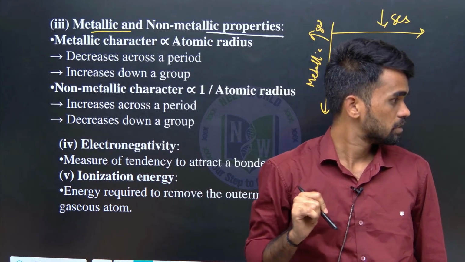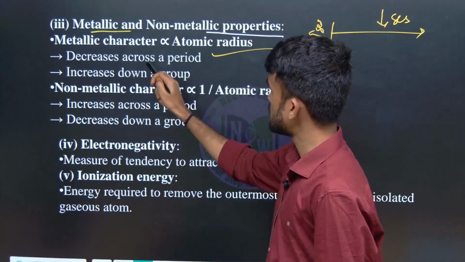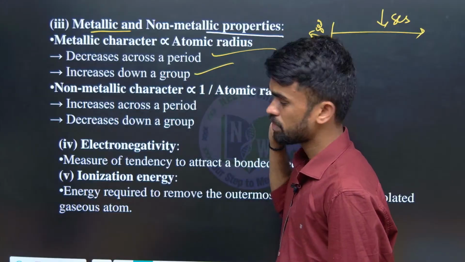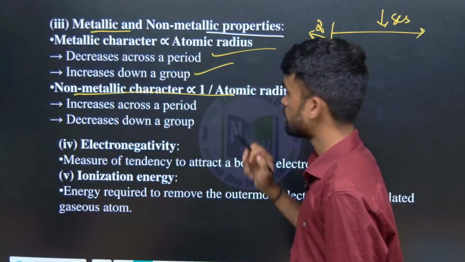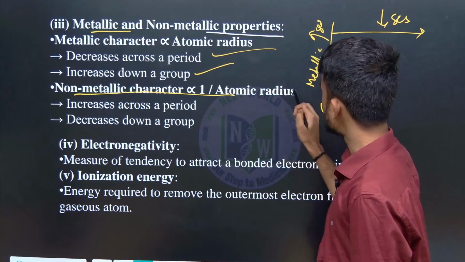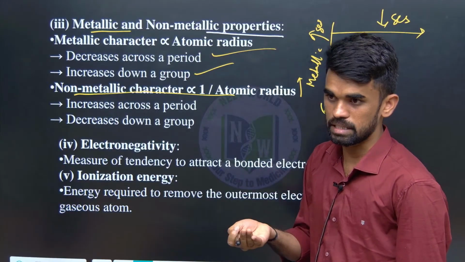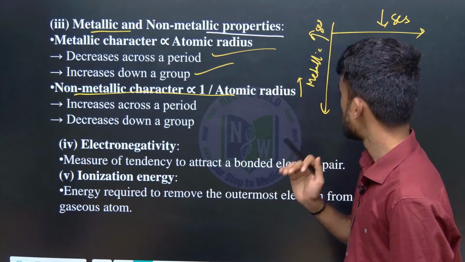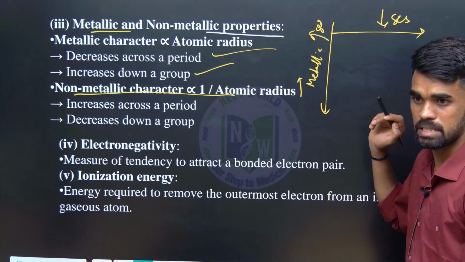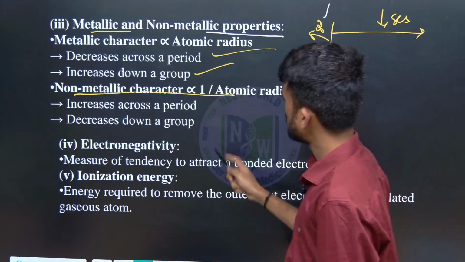Across the period it decreases, down the group it increases. Next, non-metallic character is inversely proportional to atomic radius. It means as atomic radius increases, metallic character also increases and non-metallic character decreases. So down the group atomic radius increases, as well as metallic character also increases. Okay, that is what we discussed.